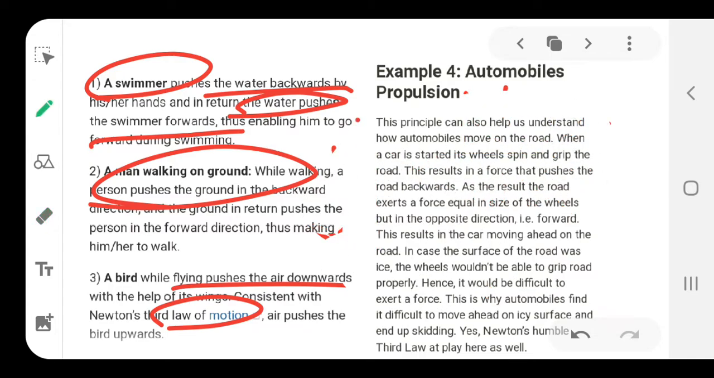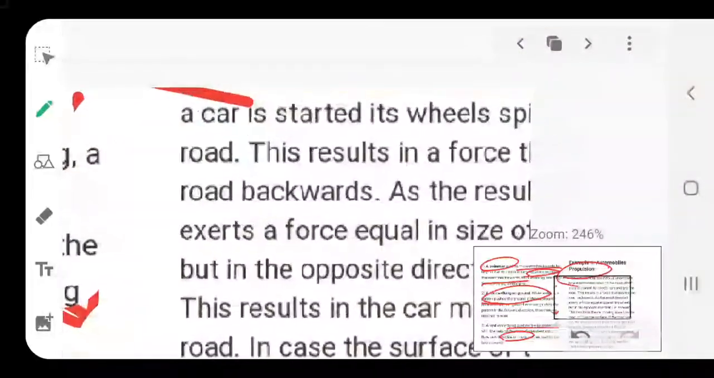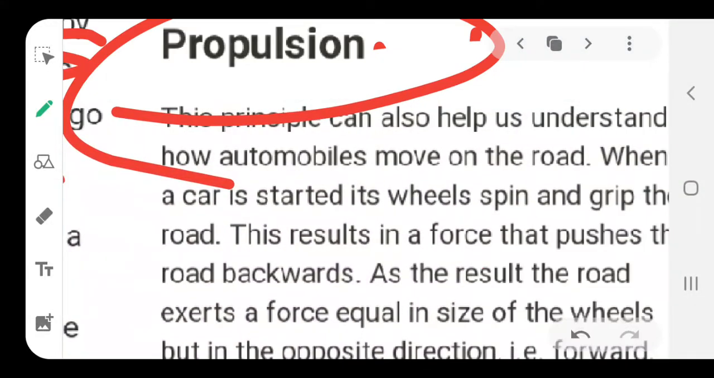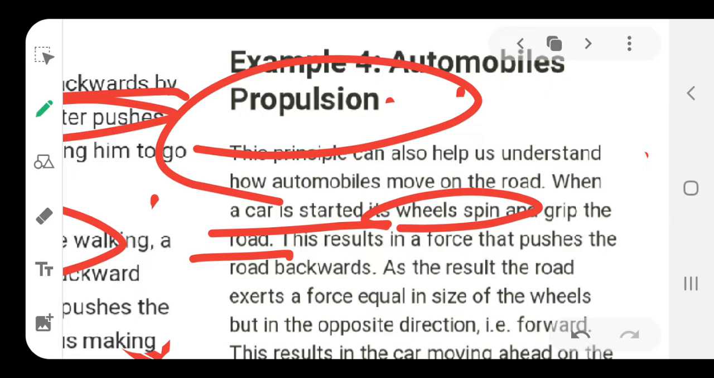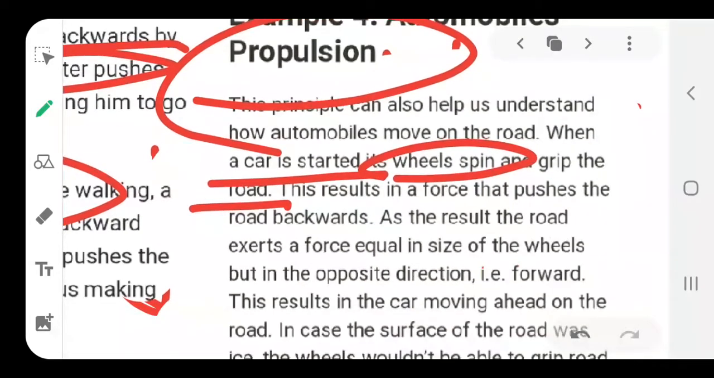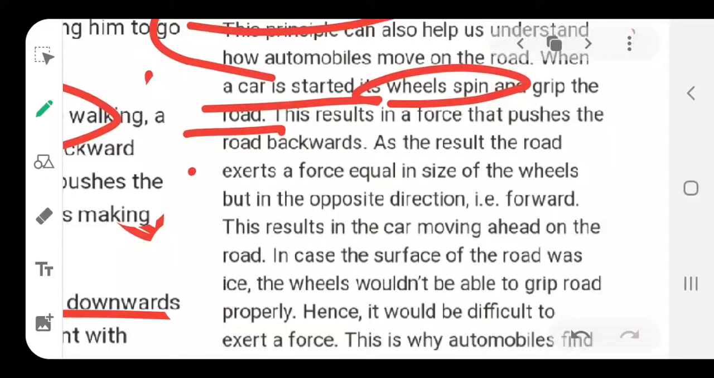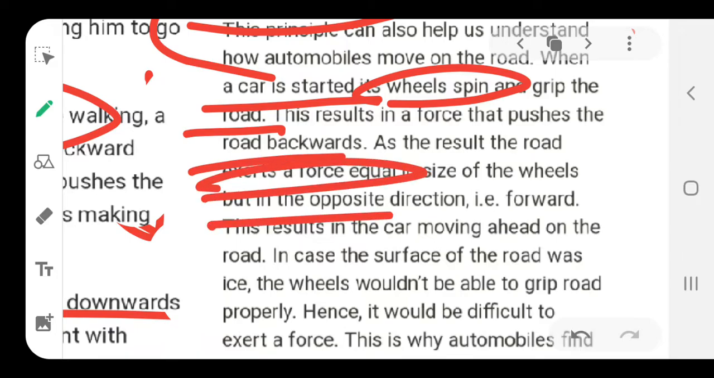And the propulsion of automobiles is the same case. The principle is the same for automobiles. When you start the vehicle, the wheel spins and grips the road because of friction. As a result, the resultant force pushes the road backward, and the reaction, what is the reactive force according to the third law of motion? The same equal force acts on the wheel but in the opposite direction. As a result, what happens?